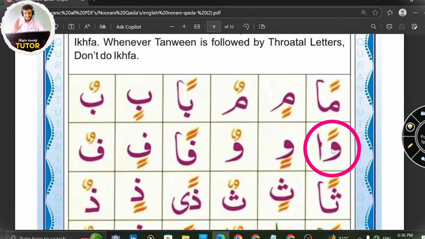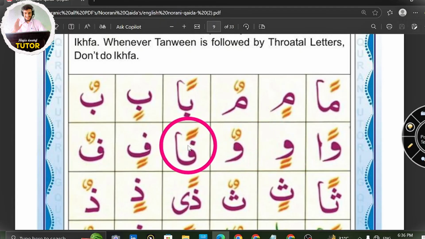Wow double fatha wun, wow double kasra win, wow double dhamma wun. Wun, win, wun.